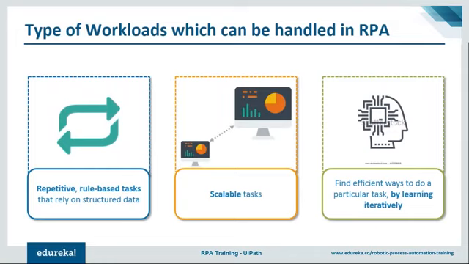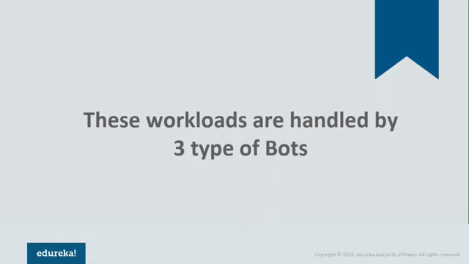The other kind of tasks which can be done is wherein you learn by doing it iteratively. For example, as humans, when we do a particular task again and again, we learn to do it better. We learn to do it in a smarter way. That same thing can be done by RPA as well. So it can find efficient ways to do a particular task by learning iteratively. So this is also a feature that you have in RPA, and these type of workloads can also be handled in the RPA tool.